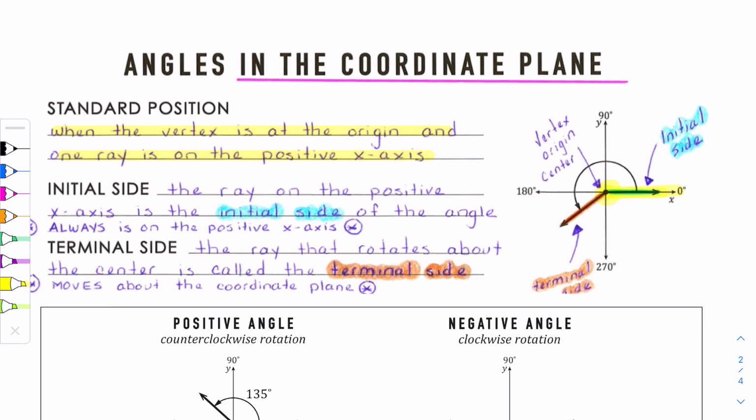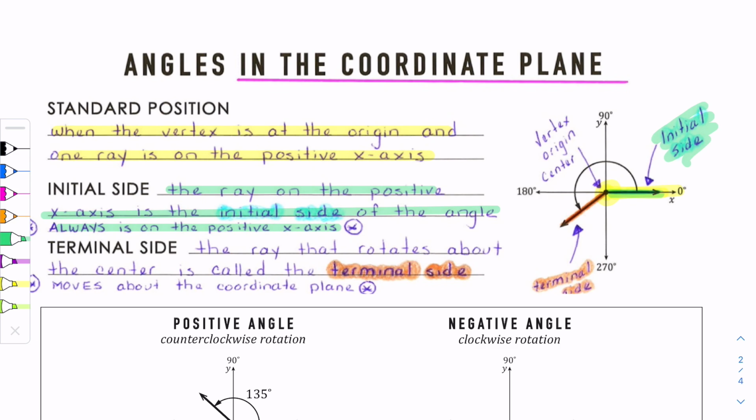Going from that side that's on the positive x-axis is called the initial side. It's the ray on the positive x-axis, and it's always on the positive x-axis. It never moves. So here's your initial side. It is the side I already highlighted. If your angle is in standard position, that initial side is always there.